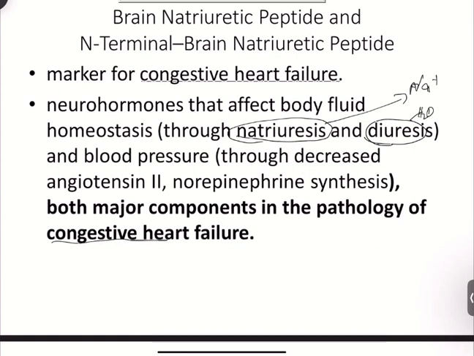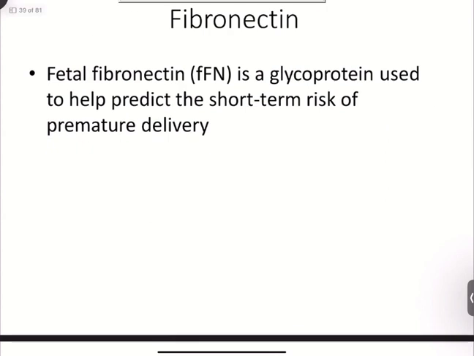So they are the marker for your congestive heart failure. Next is your fibronectin. You have fetal fibronectin, a glycoprotein used to help predict the short-term risk of premature delivery. Premature delivery prediction.